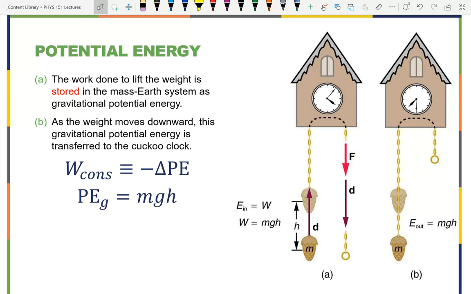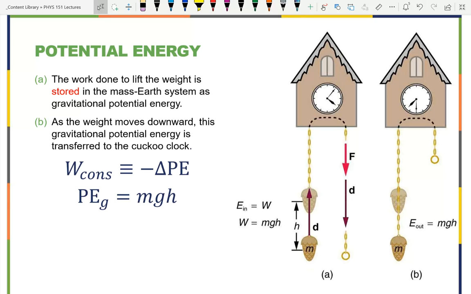And so that's what we call the potential energy. The change in potential energy is defined as negative the conservative work. I'll get into conservative more on Wednesday, but conservative means that if you do work on it, it will give you back that energy.